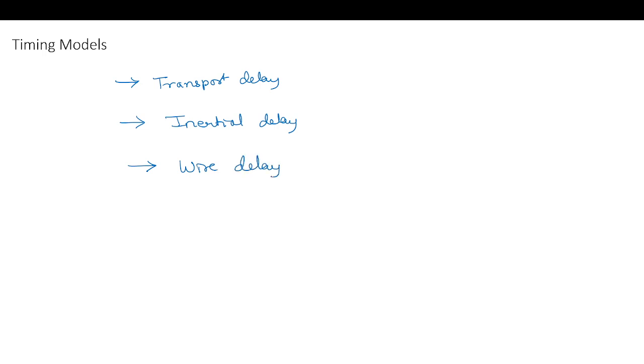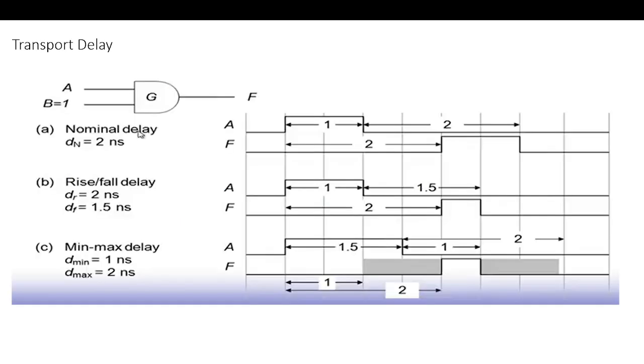Next, coming to the timing model, we have a few types of timing models which we will see. The first one is the transport delay model, next is the inertial delay, third is the wire delay, and the fourth is the function element delay model. With this, we will briefly discuss these delay models.